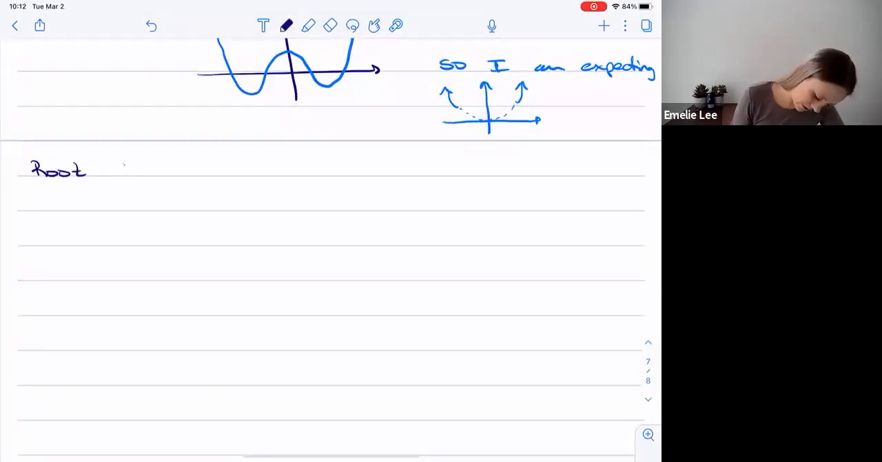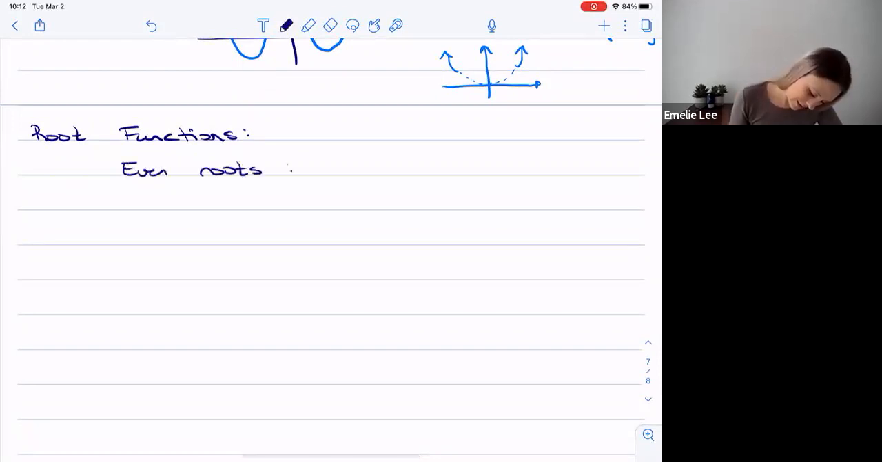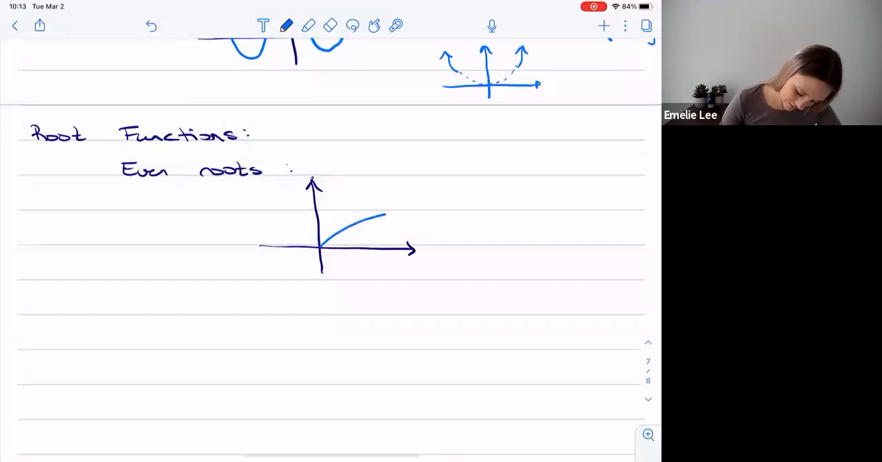So root functions. Odd roots, or sorry, let's start with even roots because the square root is our most common root, right? So even roots in general are going to look like this. Oh, that's not a straight line, is it? They are going to look like this, right? Notice that it doesn't exist for x being negative.